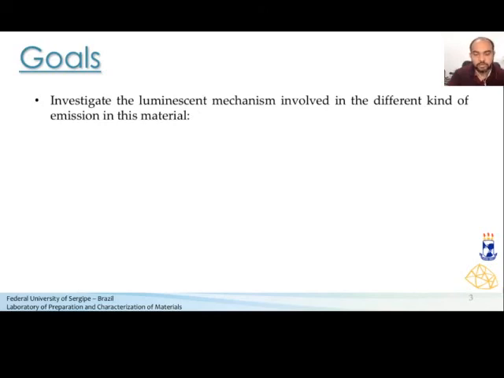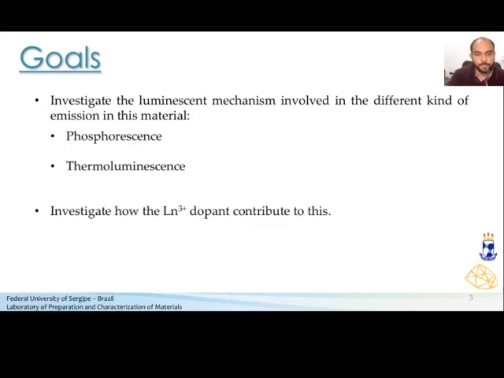The goals are to investigate the luminescent mechanism involved in the different kinds of luminescent emissions in the studied material, such as phosphorescence and thermoluminescence, and investigate how the lanthanide ions contribute to these emissions.